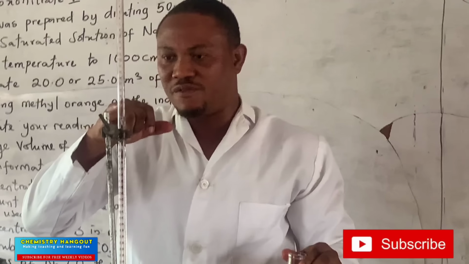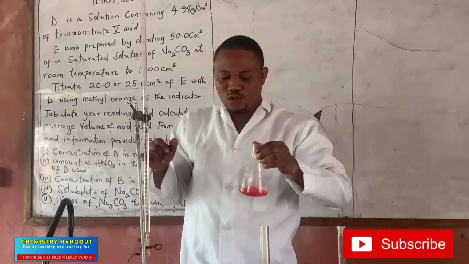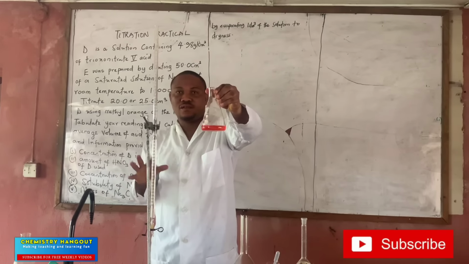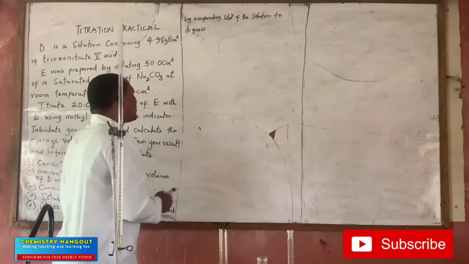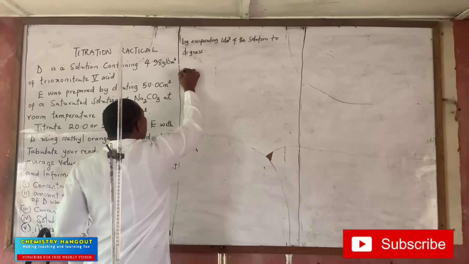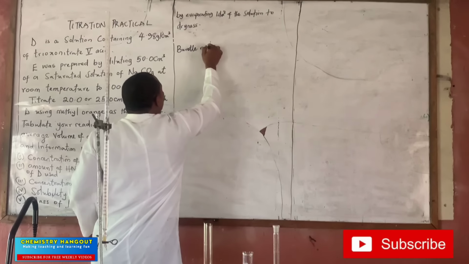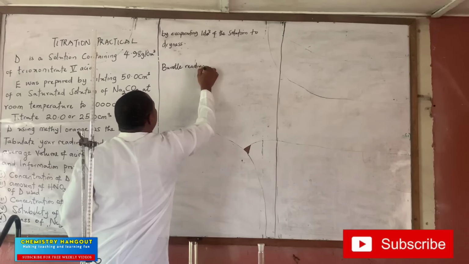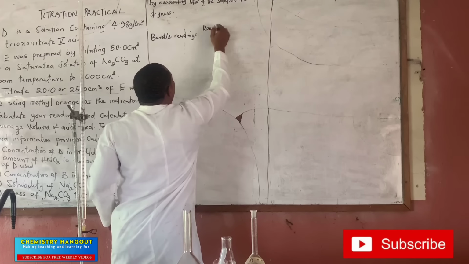Okay, so I have 25, 6, 7, 8. So 20.8. Can you see the color change now? Very quickly, I'm just doing it once so that I don't waste much of our time. So let me quickly tabulate my readings. Let me do my direct readings. Then I want to have my rough.